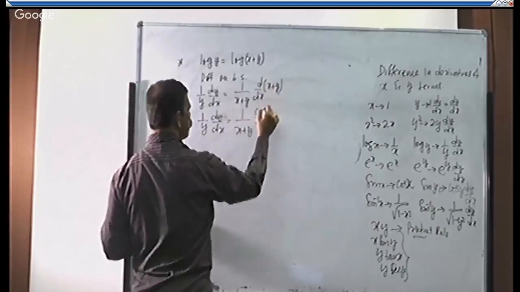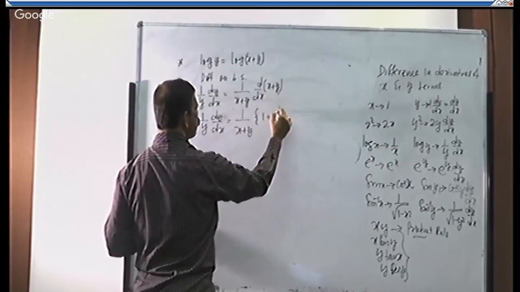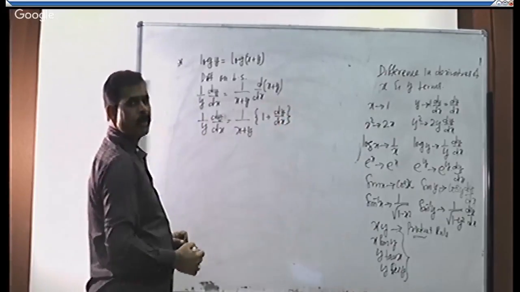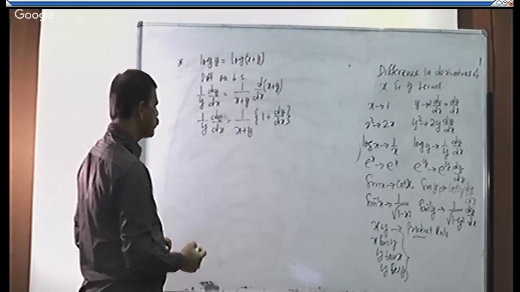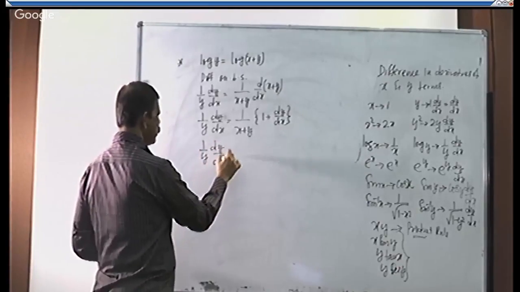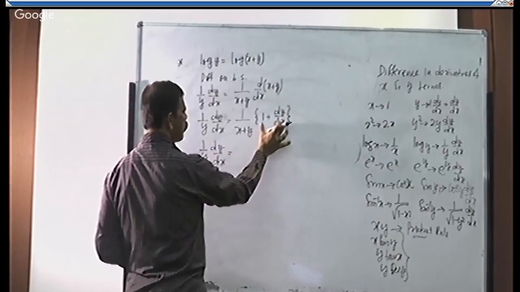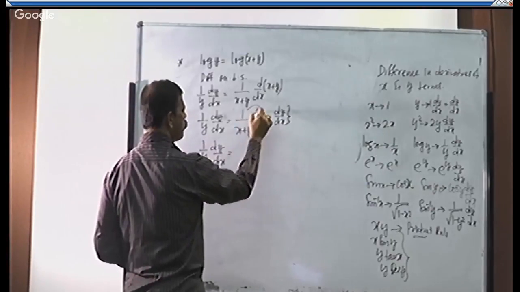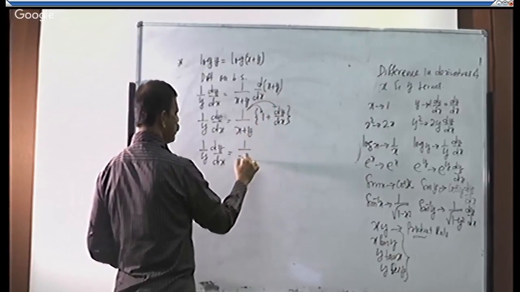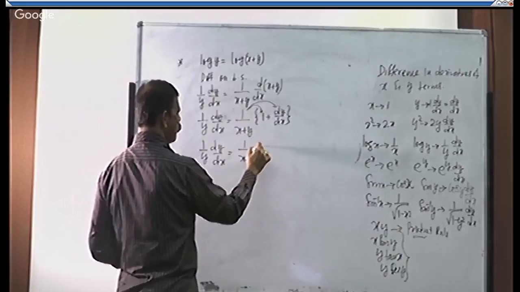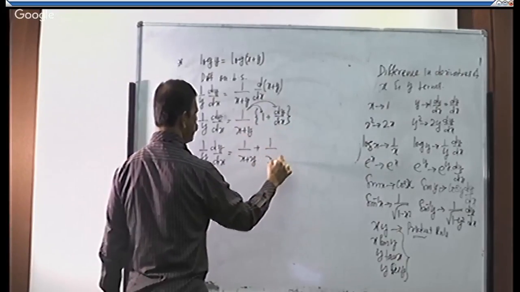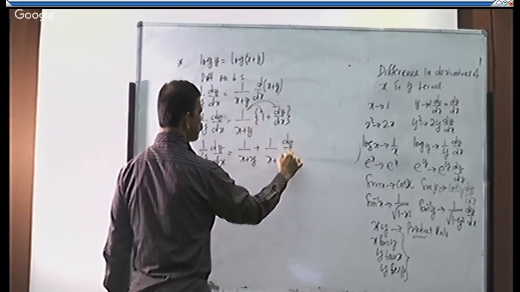Differentiation of x is what? 1. Differentiation of y is what? Dy by dx. Then we need to separate the dy by dx term. One is already at the left side. At the right side, it is in a bracket, correct? We need to remove the bracket. How? By multiplying it with this factor: 1 into 1 by x plus y plus 1 by x plus y into dy by dx.